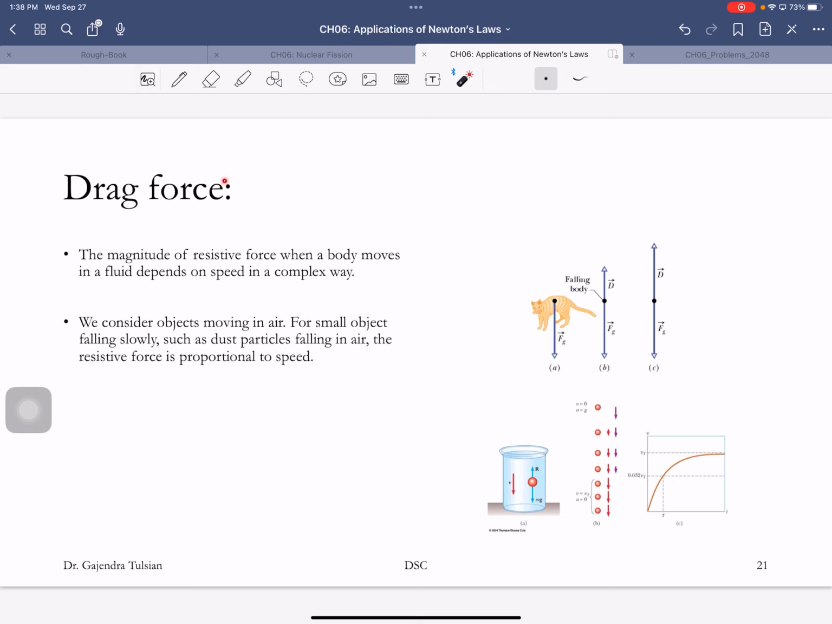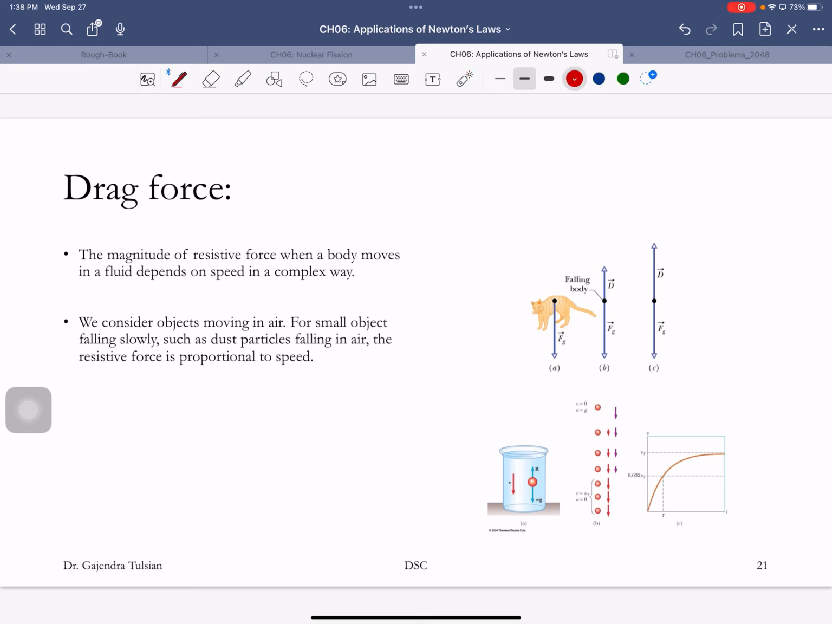All right. Now we'll talk about drag force. Drag forces are friction forces, except that drag forces are when objects move in fluids. So if you're flying to the right, the drag force is to the left, and if you're flying to the left, the drag force is to the right, okay? Like friction forces, they're always opposite to the direction of motion, okay?